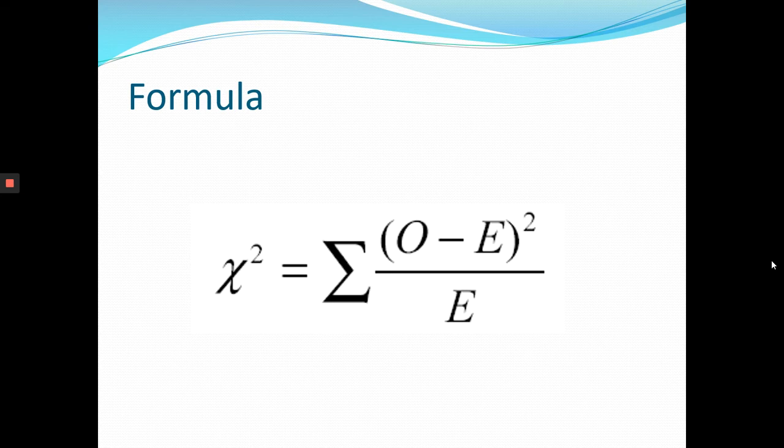And here's our formula. Just like with any other formula, don't panic. Just take it in. You can just look at it here, and chi-square is that little thing on the left. This thing right here is chi-square.